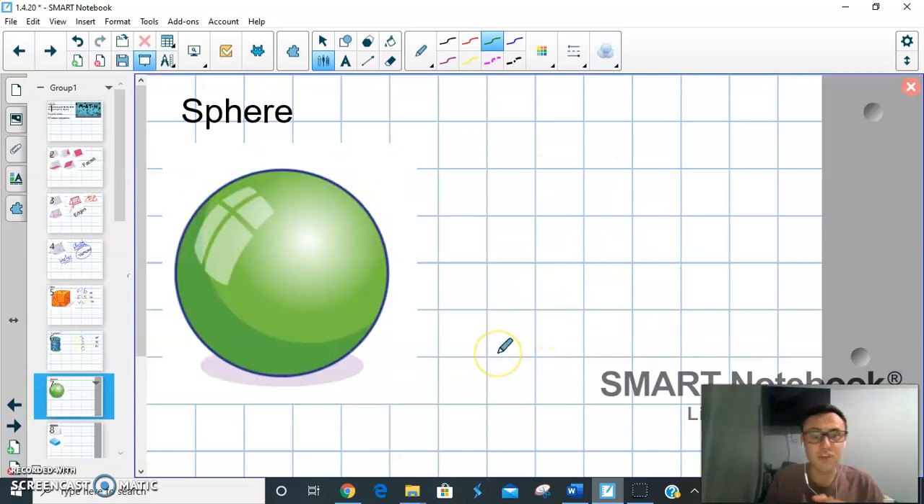A sphere, the shape of the Earth. You know I like science, so I thought I'd get that in there for you. The Earth is not flat, it's spherical.